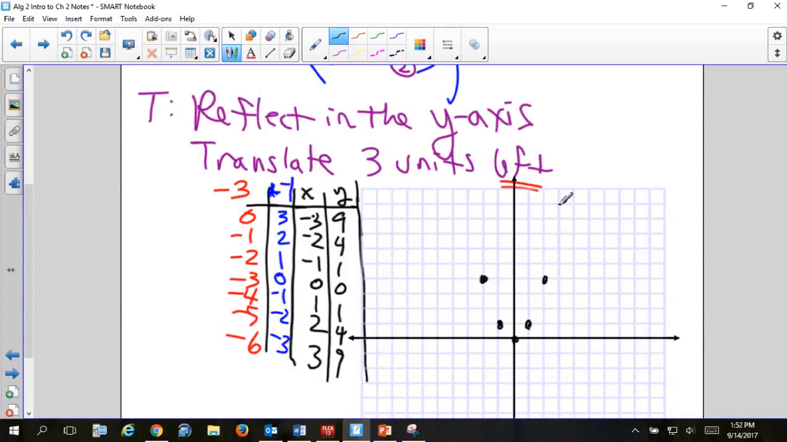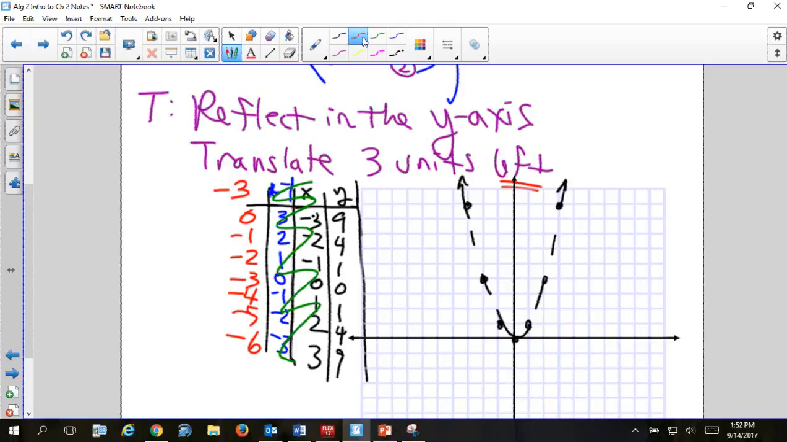So when you go to graph your new function, you want to use the most recent x and the most recent y. So did we change the y's at all? So we're going to use those y's, but we changed the x's twice. So we're not going to use either of these x's. We're going to use the red x's and the black y's.